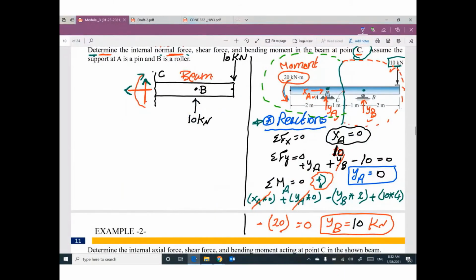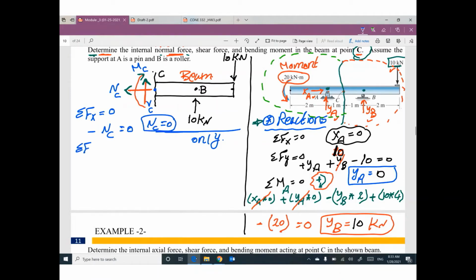Finally, we have normal at C, shear at C, and the moment at C. Go ahead and apply the equilibrium equation one more time. Summation Fx equals 0. What are the forces in x direction? We have negative NC. What else in x direction for this part of the beam only? Do you have anything else in x direction except NC? No. That means NC equals 0.